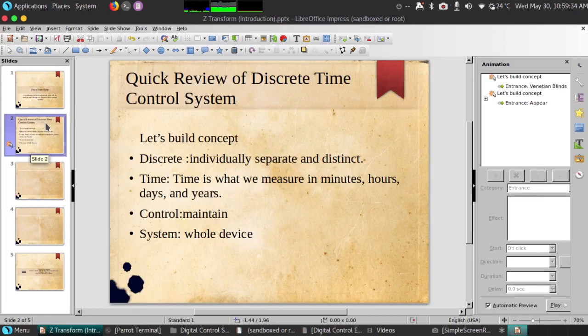discrete time control system. So let's build the concept. What is exactly the discrete time control system?